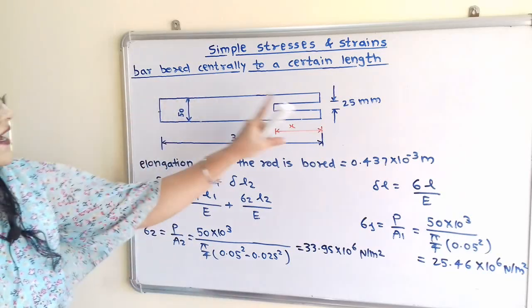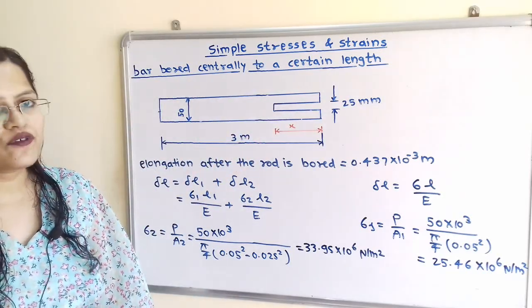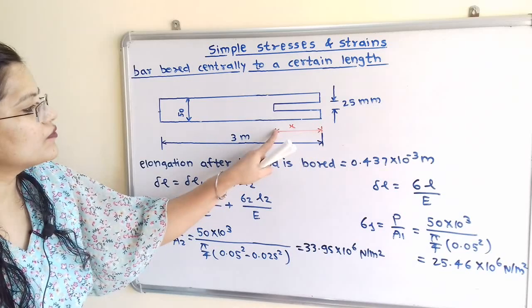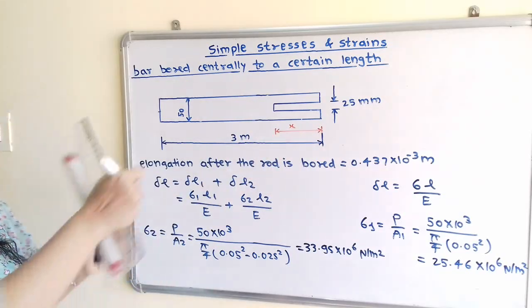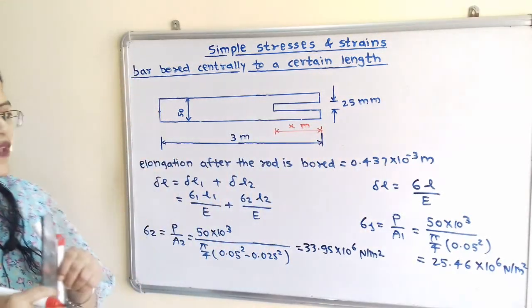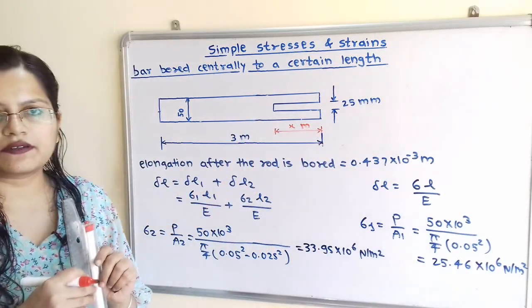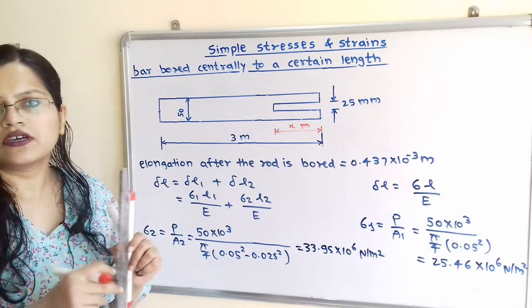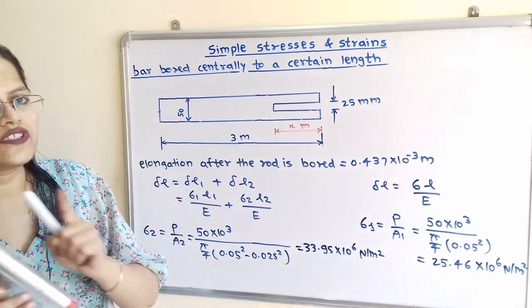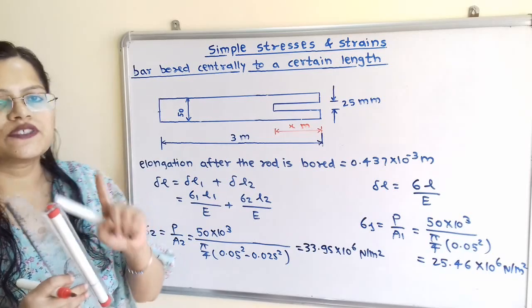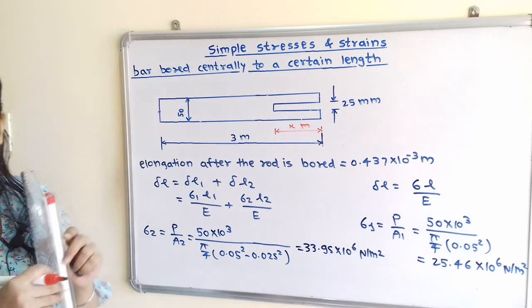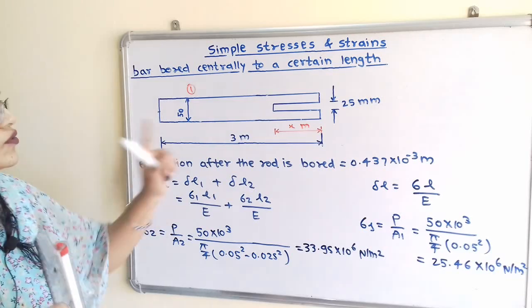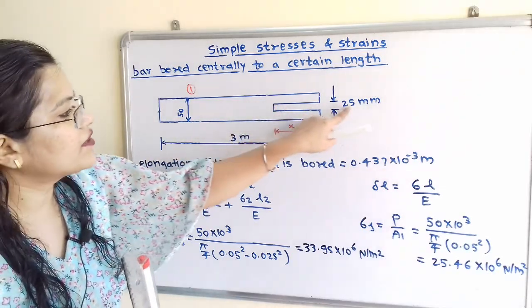Now if we observe the diagram when the rod is bored, we have to find the length of the rod bored for 25 millimeter. So this unknown value we will consider x. This length is in meter, so I will mention here the unit, x meter. Now the total length of the rod is 3 meter. If we observe, this solid rod is divided into two parts with different cross-sectional areas. So we will give the suffix 1 for the cross-sectional area with 50 millimeter diameter, and we will give the suffix 2 for the part of the rod that is bored 25 millimeter.